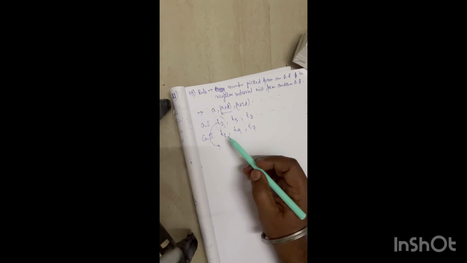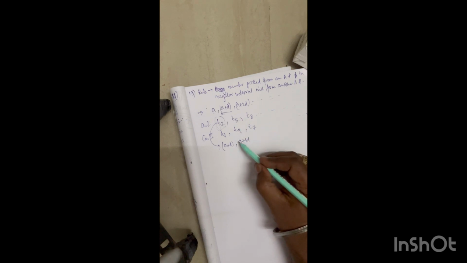In case 1, I am picking T2. So T2, the value is a plus d. So this is one, a plus d. What would be my T5? As per the formula, a plus n minus 1 into d, which is a plus 4d. And T8 is equal to a plus 7d.